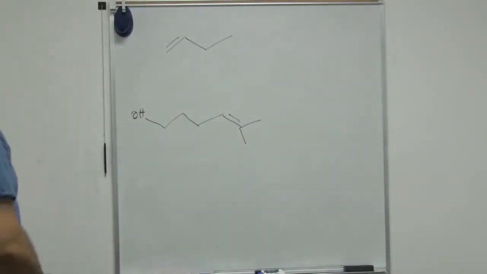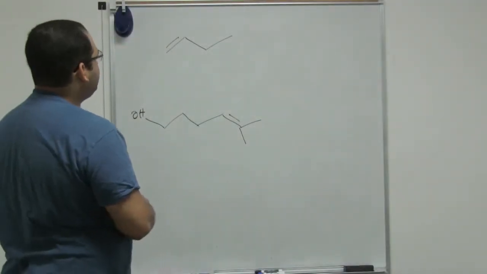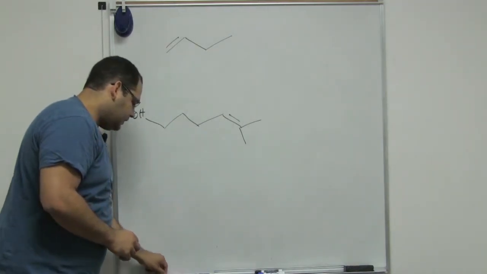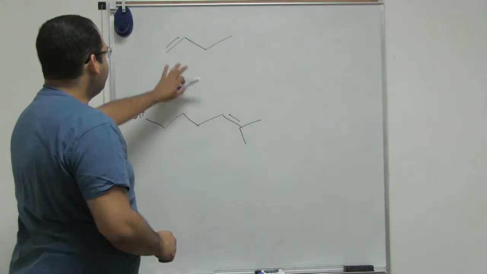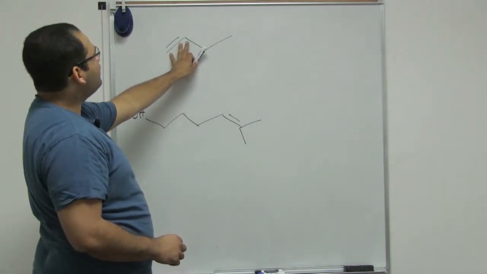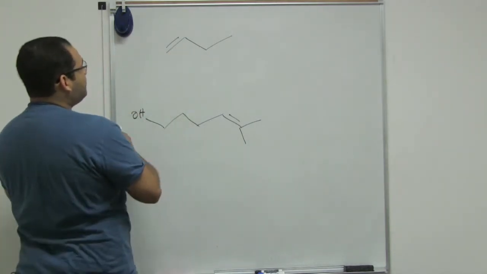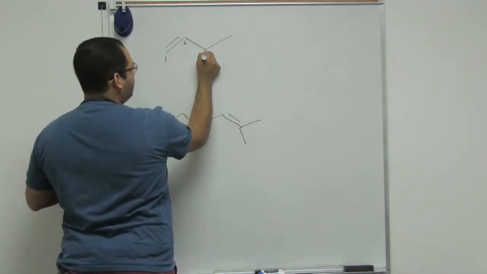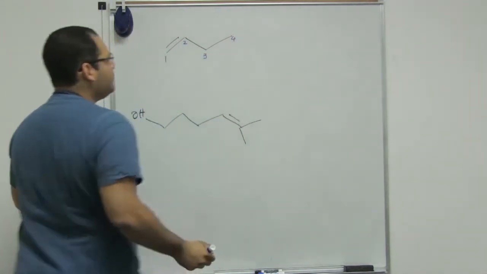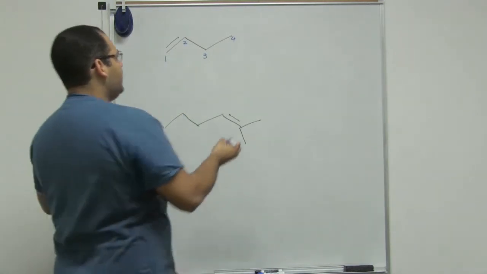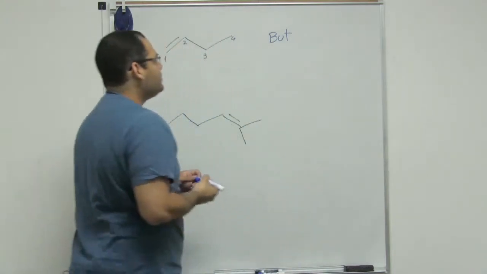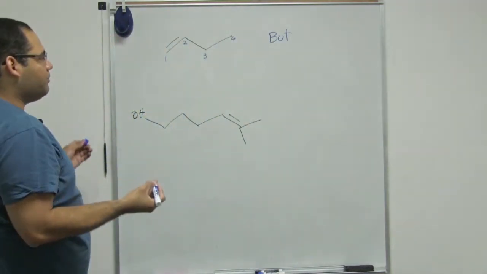Okay, so in this video, we're going to talk about how we can name alkenes. So, in this particular example here, we have a double bond placed between carbon 1 and 2. I wanted the double bond to receive the lowest numbers possible. So 1, 2, 3, 4. Because we have 4 carbons, I know that it starts with but, because but stands for 4 carbons.